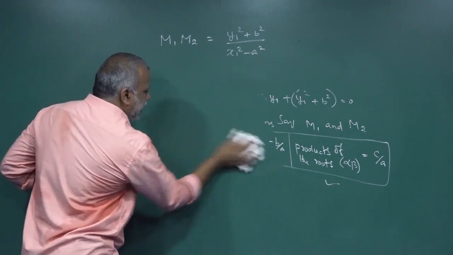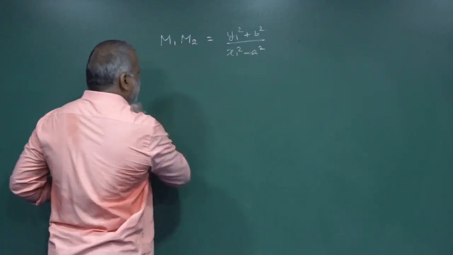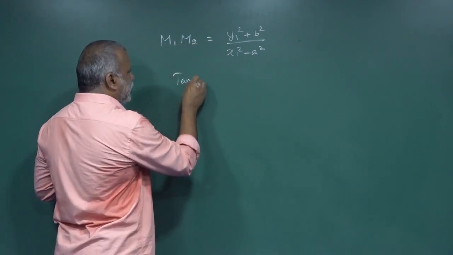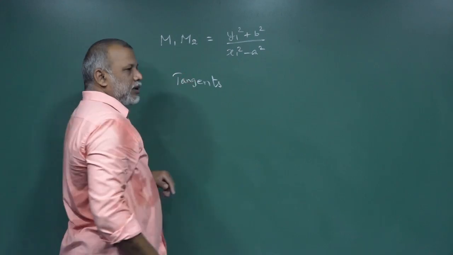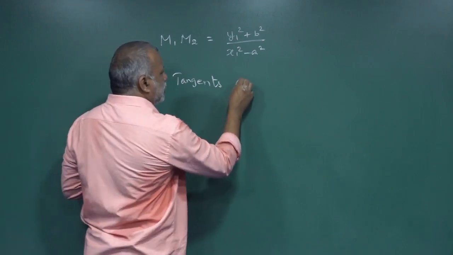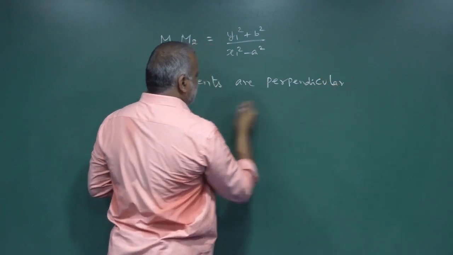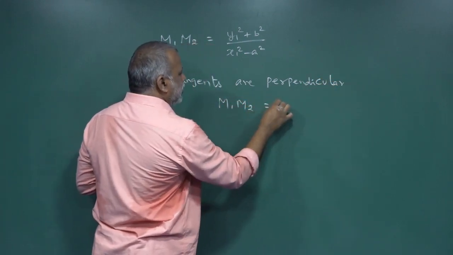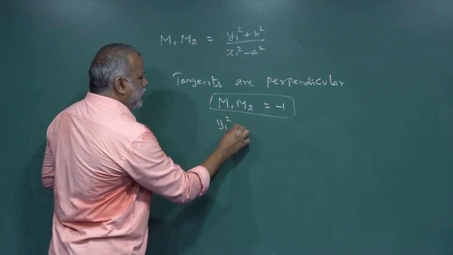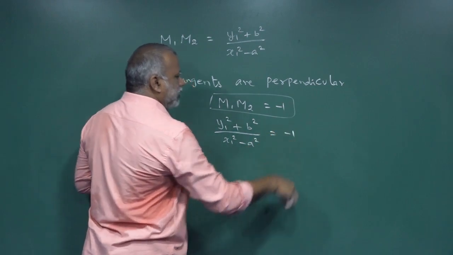Since the tangents are perpendicular, from the diagrammatic explanation we have already worked out that the tangents are perpendicular. That is the question asked: prove that the locus of the point of intersection of the perpendicular tangents. So if the tangents are perpendicular, then m1 m2 equals minus 1. So instead of m1 m2, I am selecting y1 squared plus b squared divided by x1 squared minus a squared equal to minus 1.